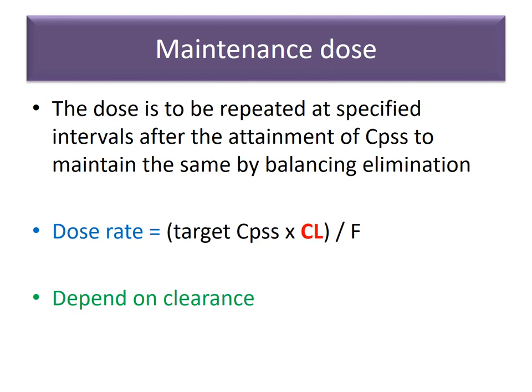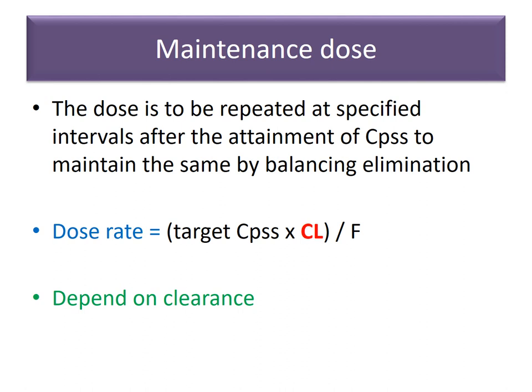It is calculated by target concentration times clearance divided by bioavailability. So here it depends on the clearance. The other one was volume of distribution. So the loading dose depends upon the volume of distribution, and the maintenance dose depends upon clearance.